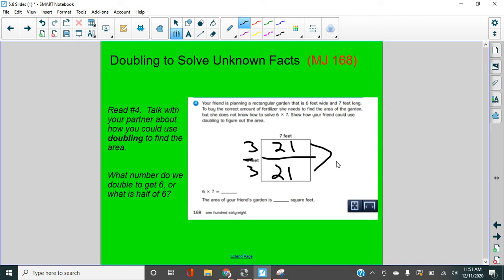It would be 42. 42 what? Feet squared, or square feet. So 6 times 7 equals 42, because we can split 6 into 3 times 7 and 3 times 7. So the area of your friend's garden is 42.